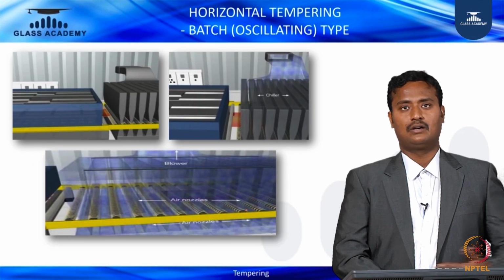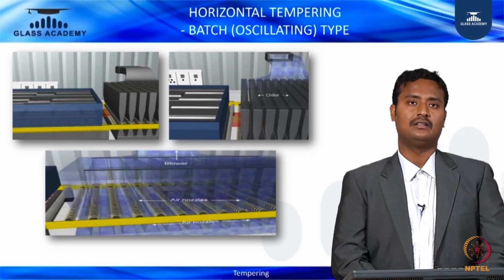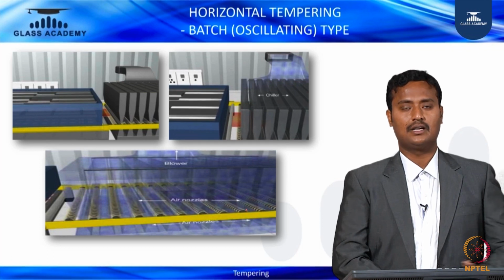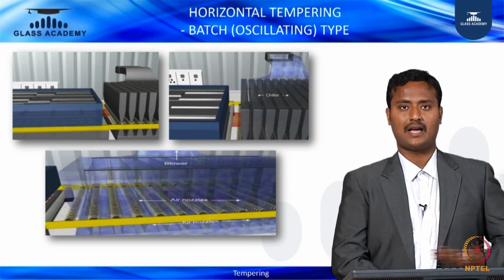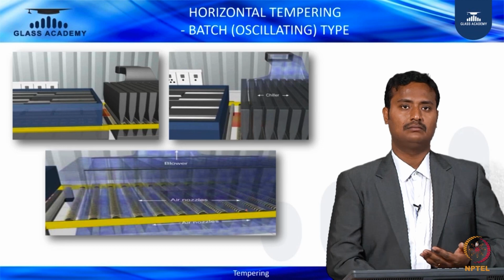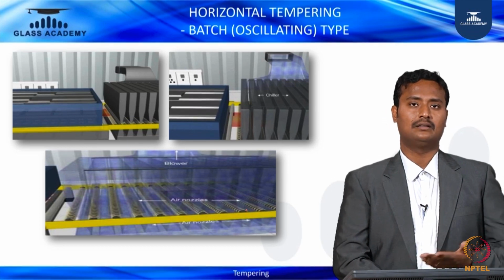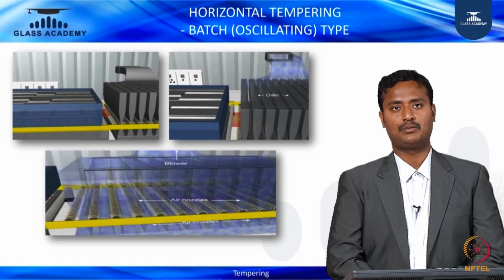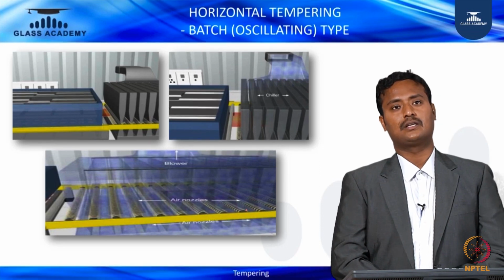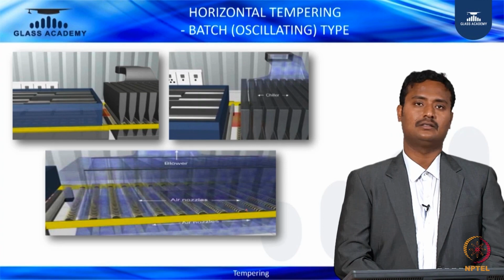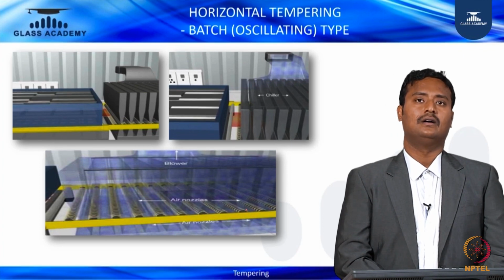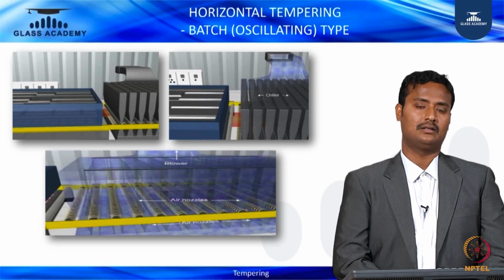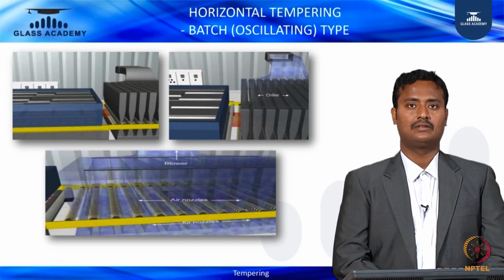After that, oscillation takes place in the heating zone. If there is no oscillation, the glass would sag, or the glass would become concave and convex, depending upon the heating profile kept inside. So in order to avoid such defects, we have to oscillate the glass inside the furnace. Thereby you get the required flatness from the glass.